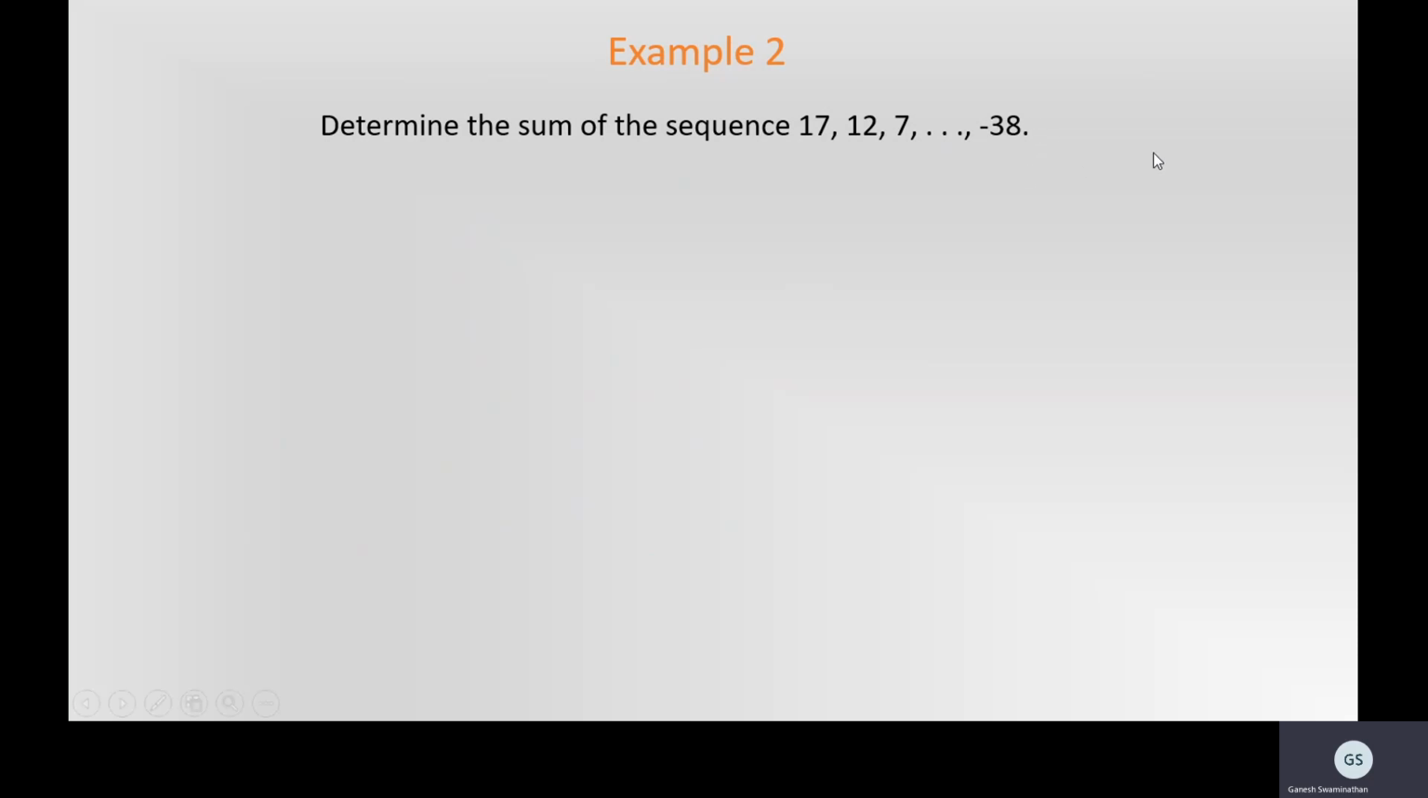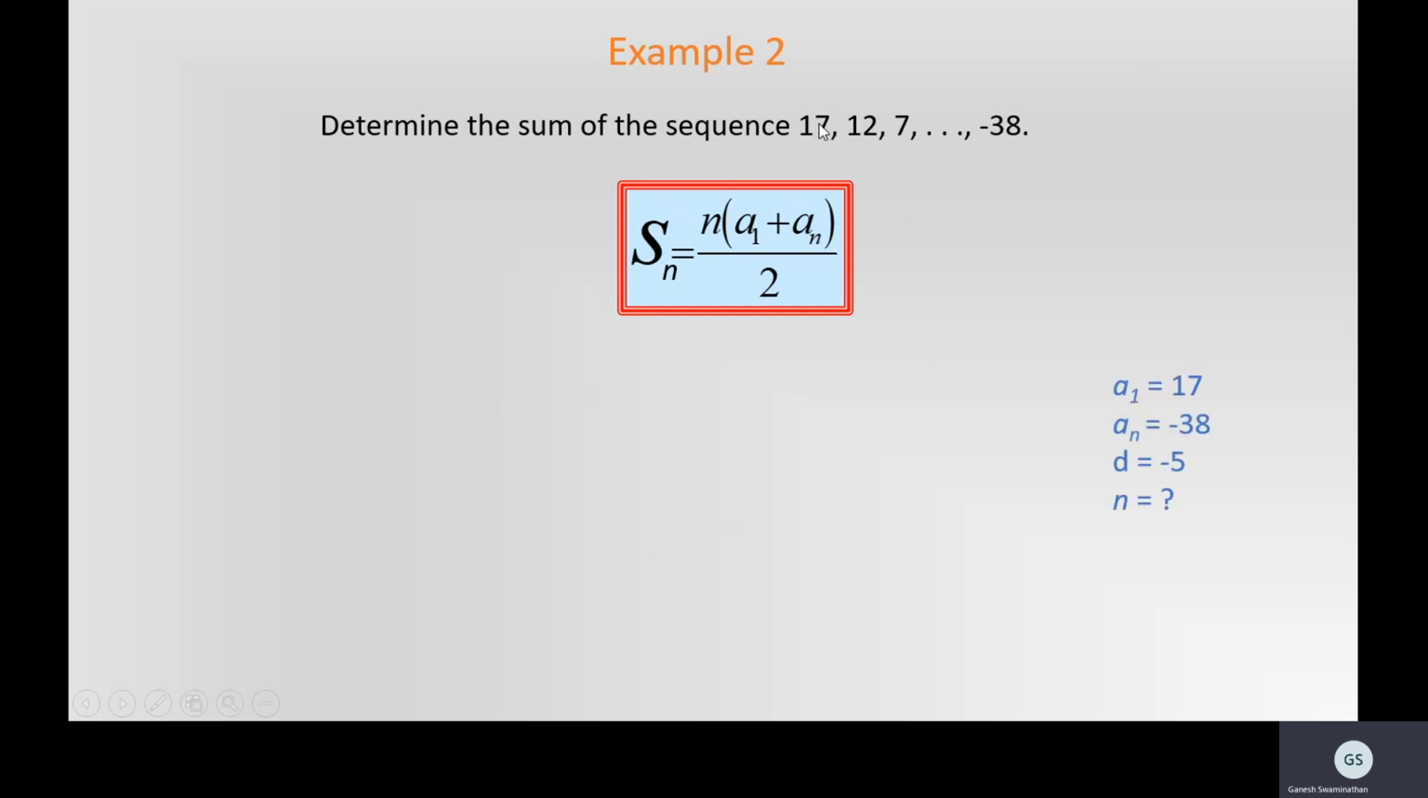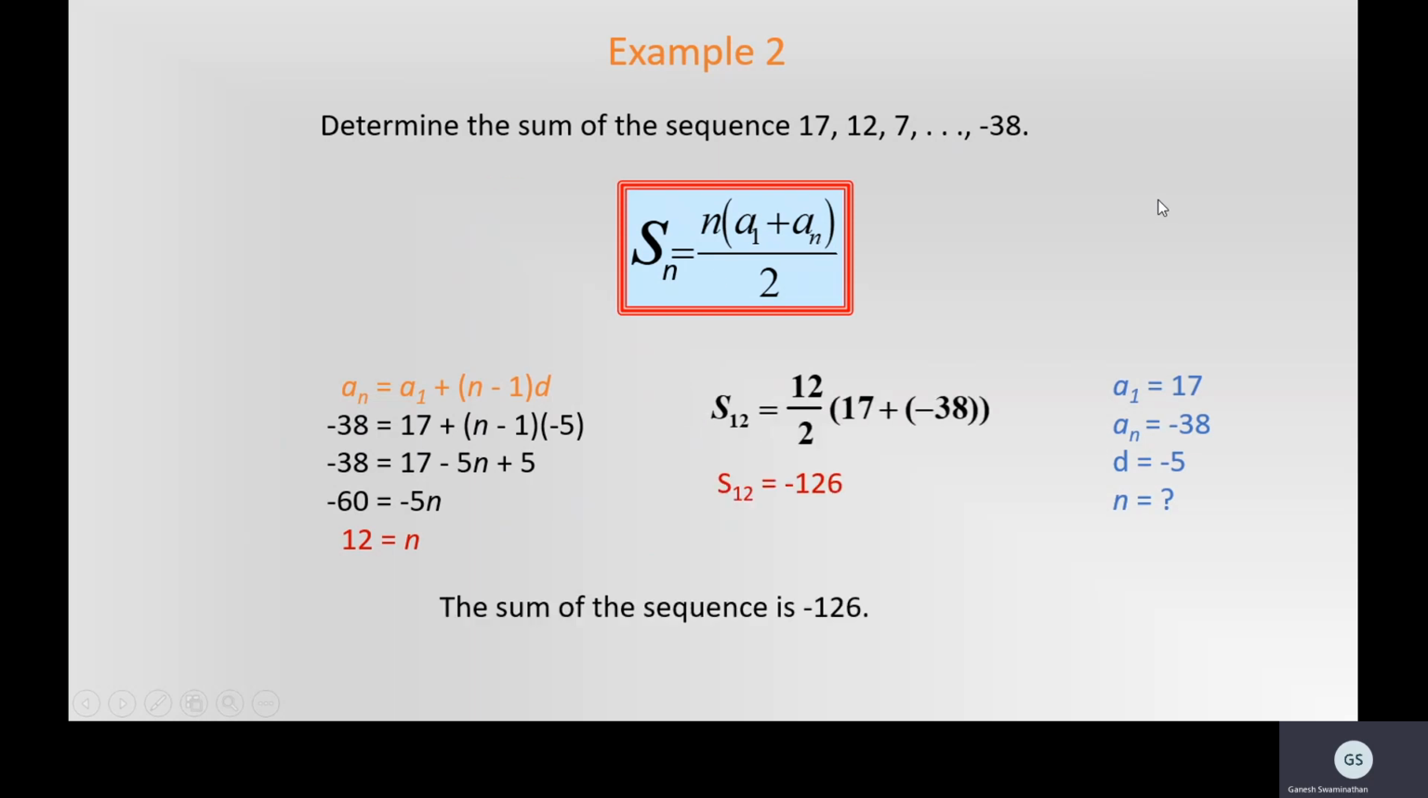It is an arithmetic sequence. Therefore, I can use the formula for arithmetic series, which is Sn equals n over 2 times a1 plus an. I know my an, which is negative 38. I know my a1. I also know my common difference. But what is missing? n. Again, we'll use the knowledge of our arithmetic sequence to calculate n using an. So just plug in the values here, and you see that my value of n is 12. Once I know my value of n, I can just plug all these values into this particular equation, and you're done. There you go.